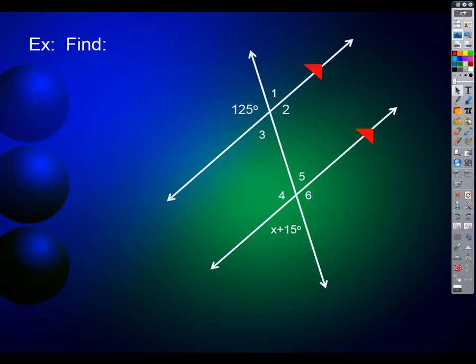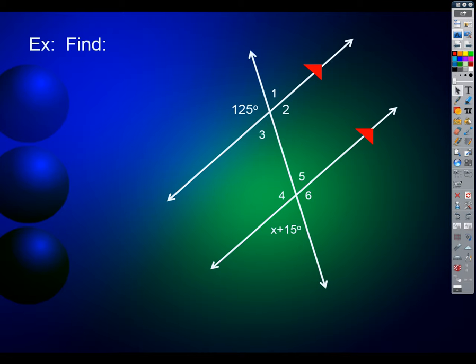All I've got to do is subtract 125 from 180, right? Because I don't even need this other line for that one. So that's just a linear pair, no big deal. Angle 2, I don't even need the other line, right? Angle 3, also don't need the other line. What about angle 4?